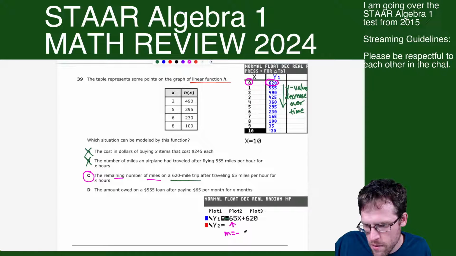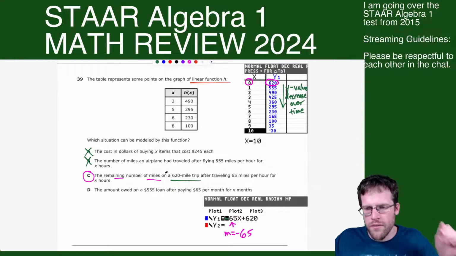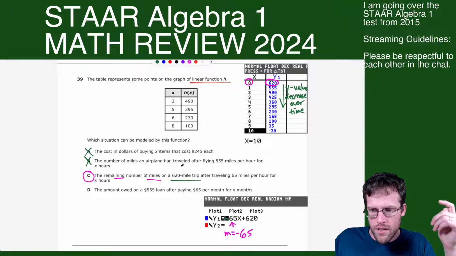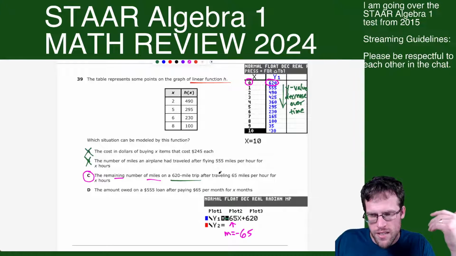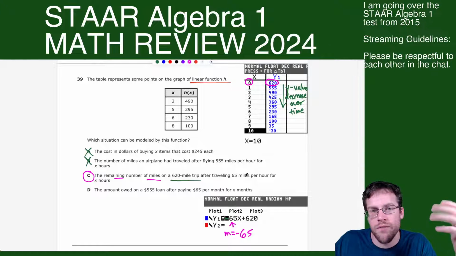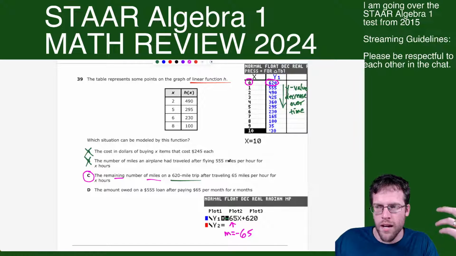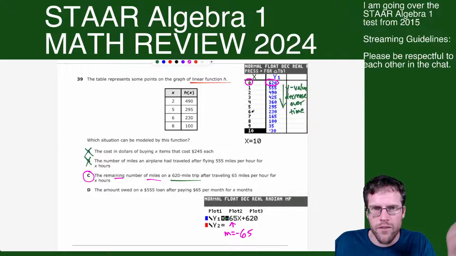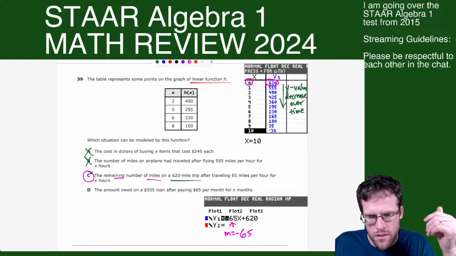let me just see. I got to make this just a little bit neater. There we go. The slope is negative 65. So the number of miles remaining on a 620-mile trip after traveling 65 miles per hour for X hours. So yeah, that one makes sense. If you're traveling 65 miles per hour, every hour that goes by, you're losing 65 miles off the trip getting to your destination. So this one here is looking good.